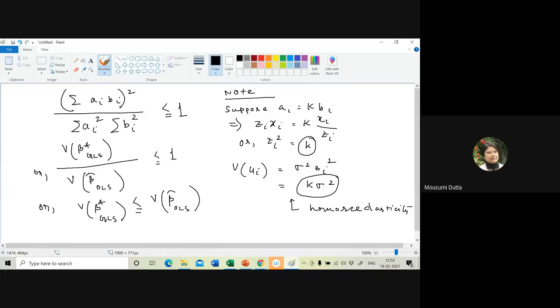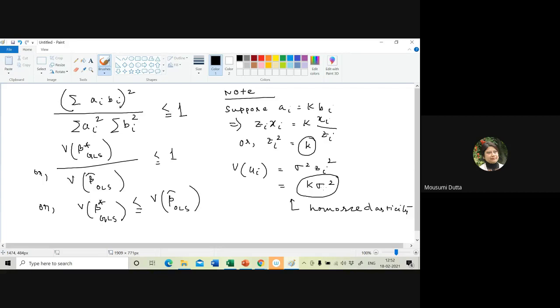In case of heteroscedasticity, or if I consider GLS in this format, another name of GLS is weighted least squares. So generally it is said that we consider the weighted least squares technique to get the best linear unbiased estimators in presence of heteroscedasticity.